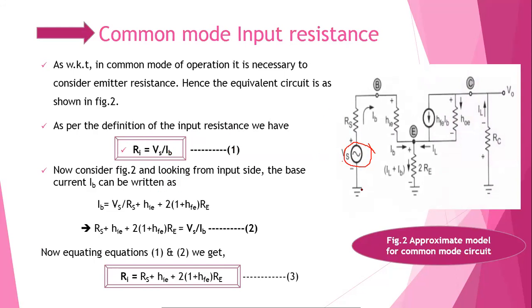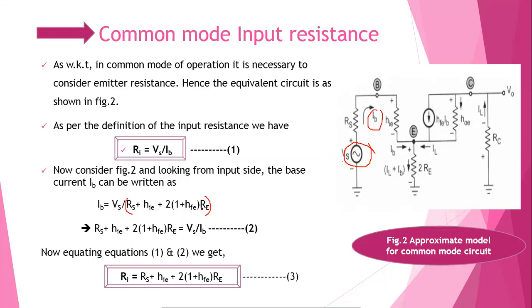So from the circuit, we are going to find what the input resistance is. For that, first we are considering the input current Ib. This input current Ib expression is derived by applying KVL to this input loop. From that we are solving and equating the expression directly in terms of Ib, where Ib is equal to Vs by Rs plus hie plus 2 into 1 plus hfe into Re. So this is the complete resistance.